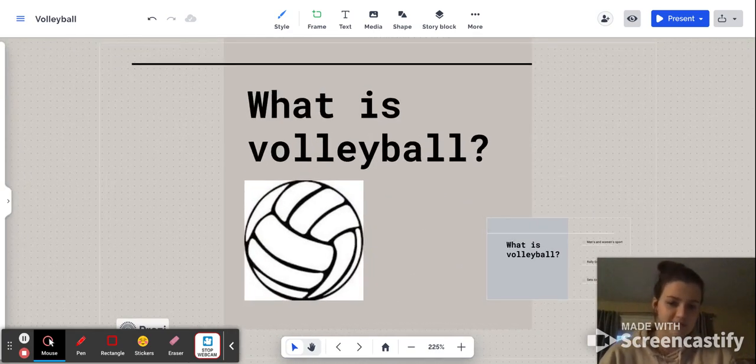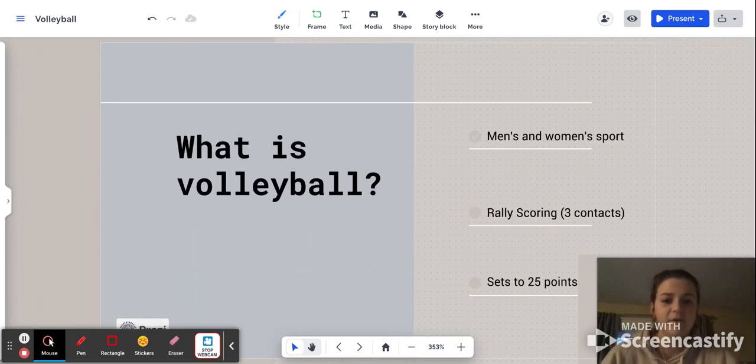So first, what is volleyball? Volleyball is a men's and women's sport. So this is a little different. Most people think of volleyball as a women's sport, but in the last decade, I would say it's been increasingly popular as a men's sport. Even so, like GPAC schools, Concordia's conference, I think there's like four now that have a men's volleyball team. So that's really interesting, and it's fun to share the sport with the men as well.